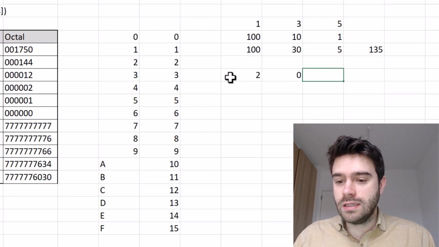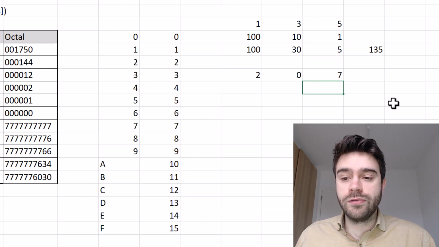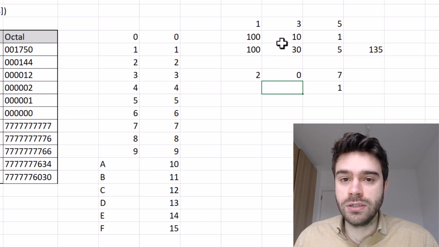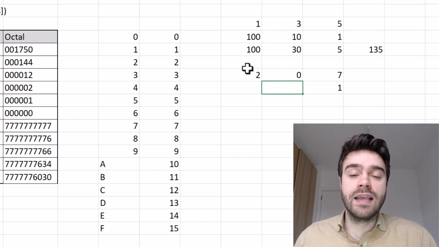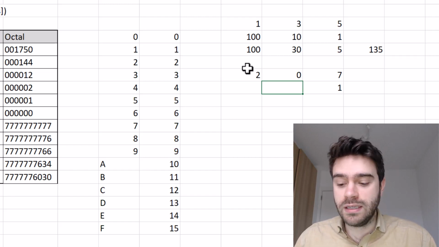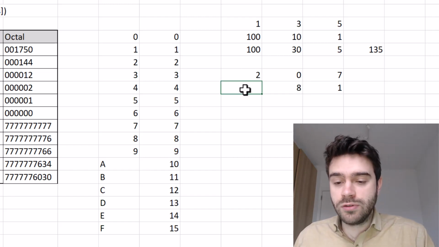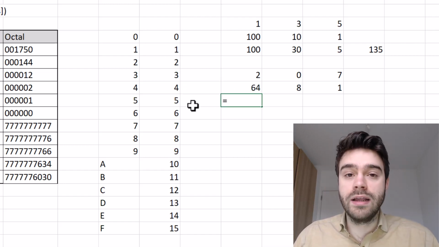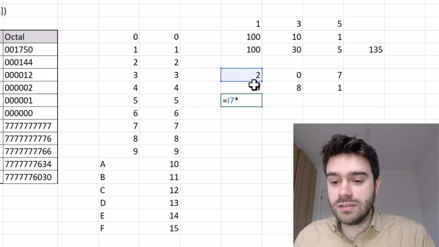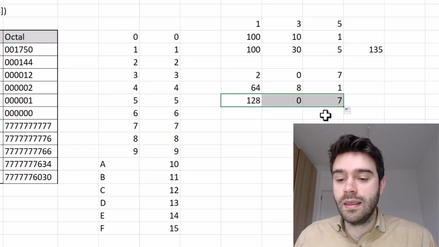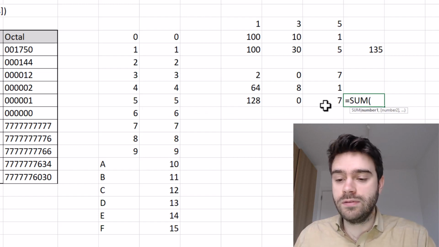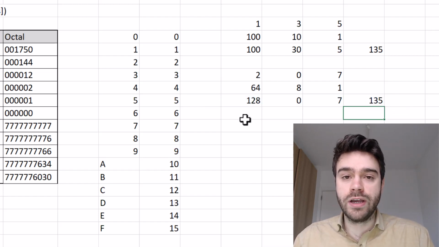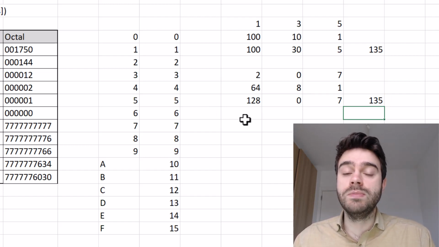2, 0, and 7. Now, once again, the weight of the first digit equals 1, but the weight of the second digit will not be 10 like in the decimal number notation, and will also not be 16 like in the hexadecimal notation. It will actually be 8. So then for the third digit, that will be 8 times 8, being 64. Now we multiply the digit with its weight, so 2 times 64. We pull this through and we add the numbers together. So we sum all of this and we get the result 135. So the number 135 represented in octal number notation would be 207.